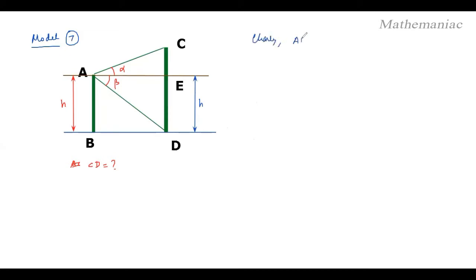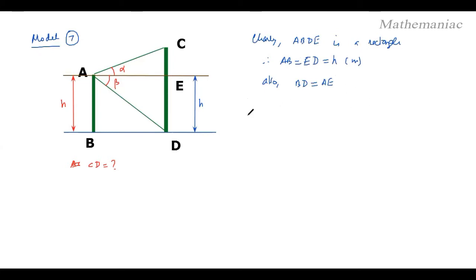Clearly, ABDE is a rectangle. Therefore, AB equal to ED equal to H. This is already given, right? H meters. Also, you can easily write that BD equal to AE. These are the observations which you make.